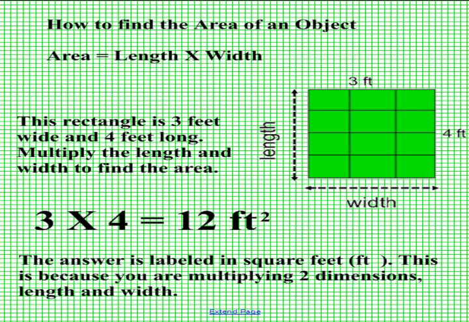Again, as a quick review, the area is equal to the length times the width. This rectangle is 3 feet wide and 4 feet long. So you simply multiply the length and the width to find the area. Now, what we're going to do, however, is go into a compound shape, and that's what we're going to present to you next.